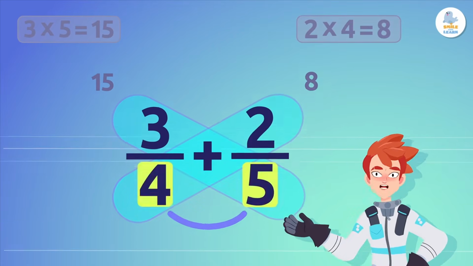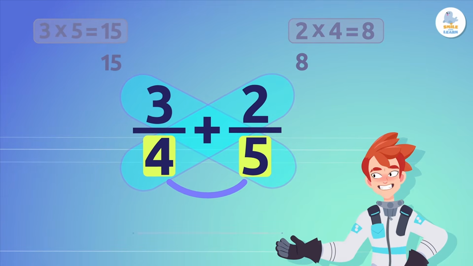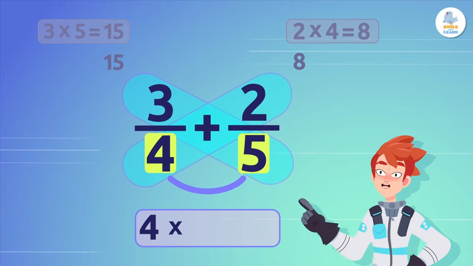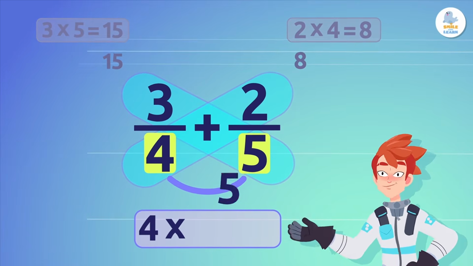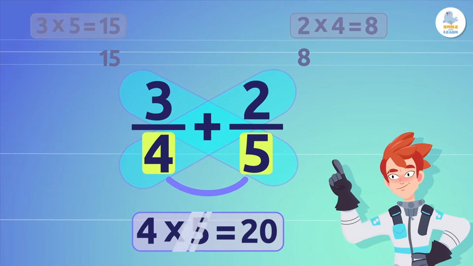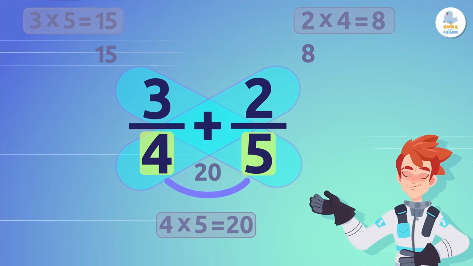Next, we multiply the denominators to build the base of the butterfly. We multiply the denominator of the first fraction, 4, by the denominator of the second fraction, 5. The result is 20. This is the denominator of the answer.